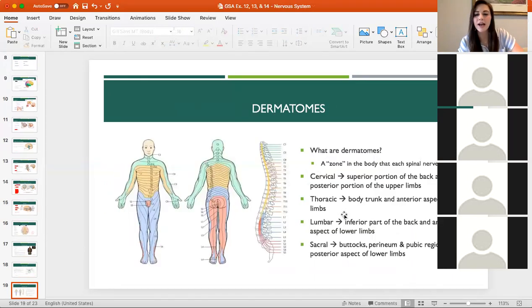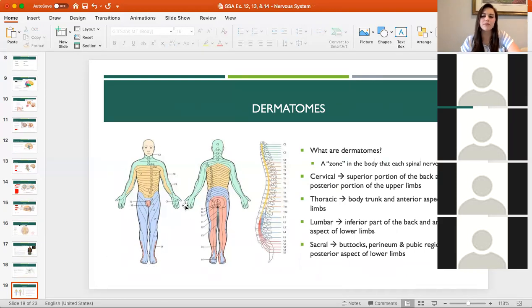All right, next we have dermatomes. Dermatomes are different zones in the body that each spinal nerve will serve. We have a cervical zone of dermatomes, we have thoracic, lumbar, and sacral. And those are all shown on this guy right here.